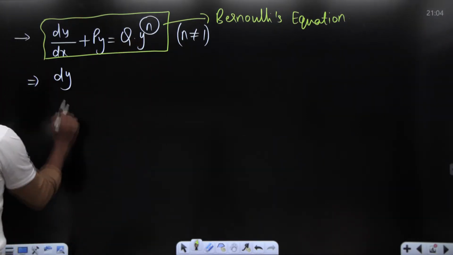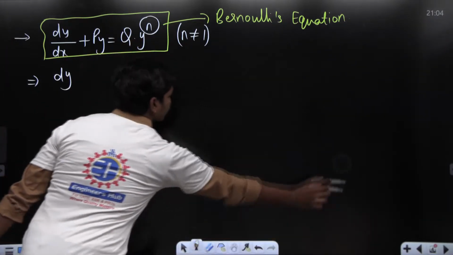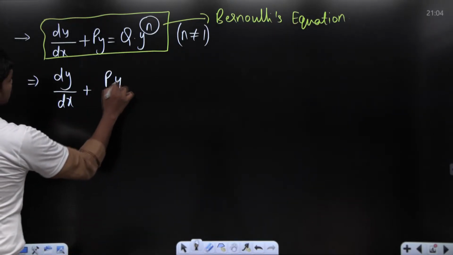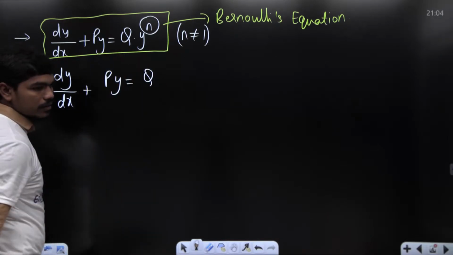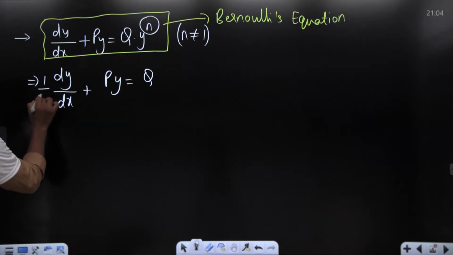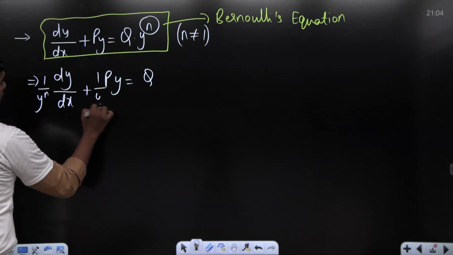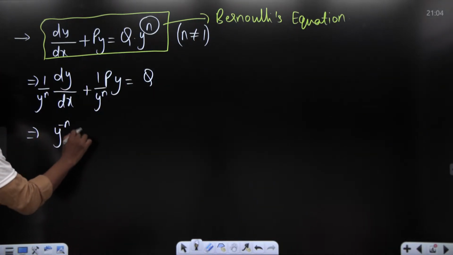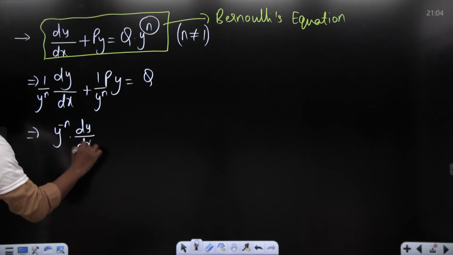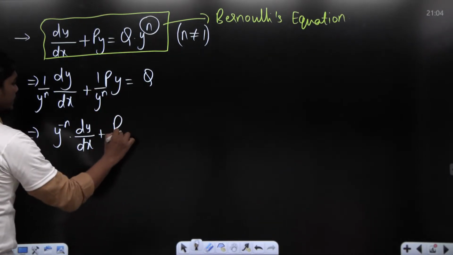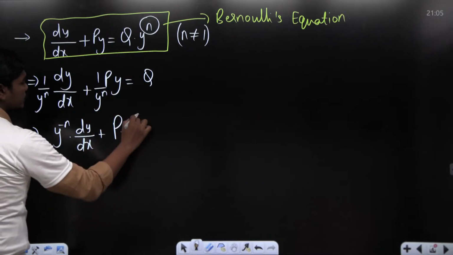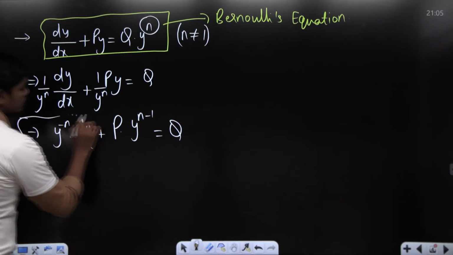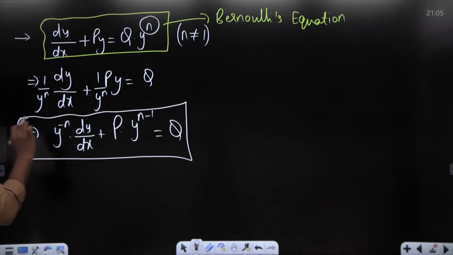So now if you slightly manipulate this, dy by dx plus py is equal to q into y power n. If you divide the complete equation by y power n, then the equation looks like this: y power minus n into dy by dx plus p into y by y power n, that is y power 1 minus n, is equal to q. Correct? Can you all understand? This is how the equation gets converted if you divide it by y power n.